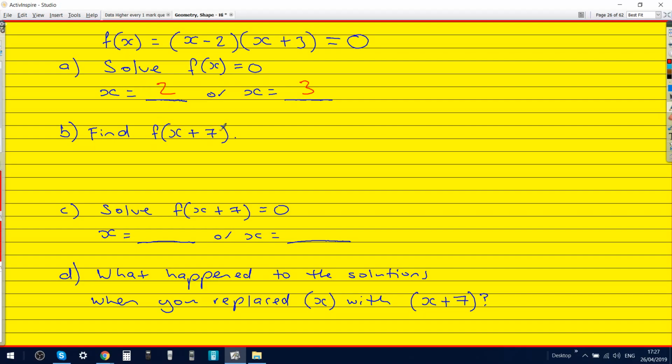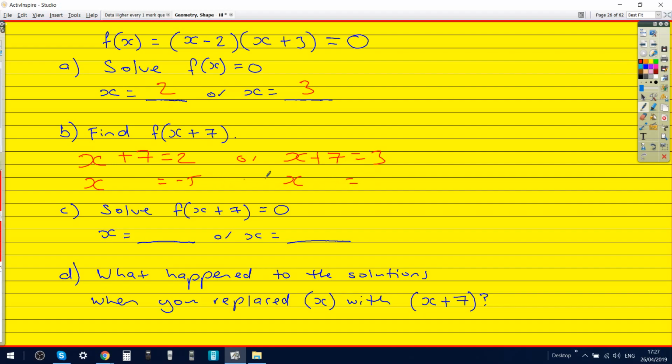If it becomes f of x plus 7, what happens is instead of x equals 2, it's x plus 7 equals 2. Oh, yeah, I get that. And so what's the new x then? Minus 5 or... Hang on. One of these was negative. That should have been minus 3, sorry. So that's minus 7, minus 3. Minus 10.